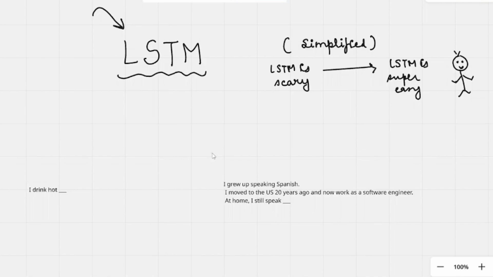In this video, we will cover what LSTMs are, and believe me, this is the most detailed and most simplified video on LSTMs. If you are someone who feels that LSTM is scary, believe me, by the end of this video, you will say that LSTM is super easy.